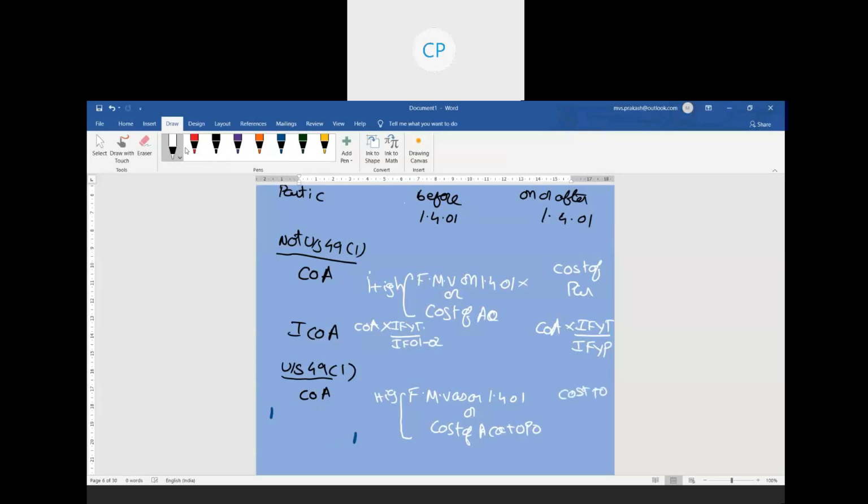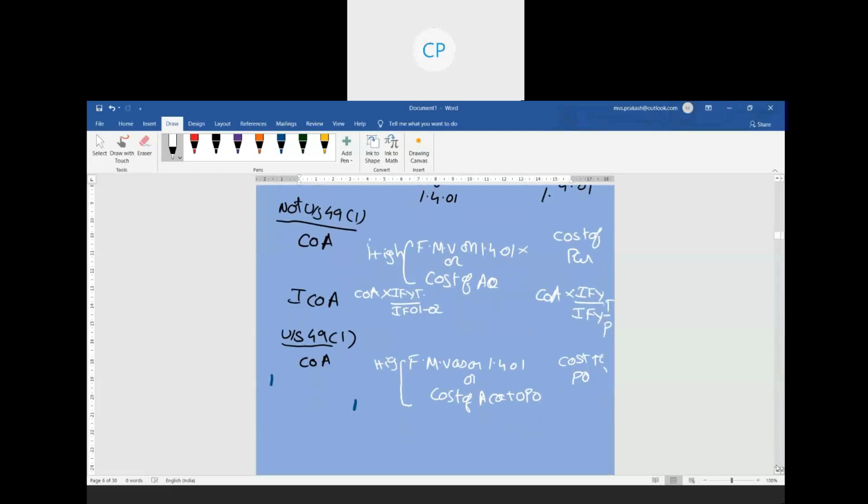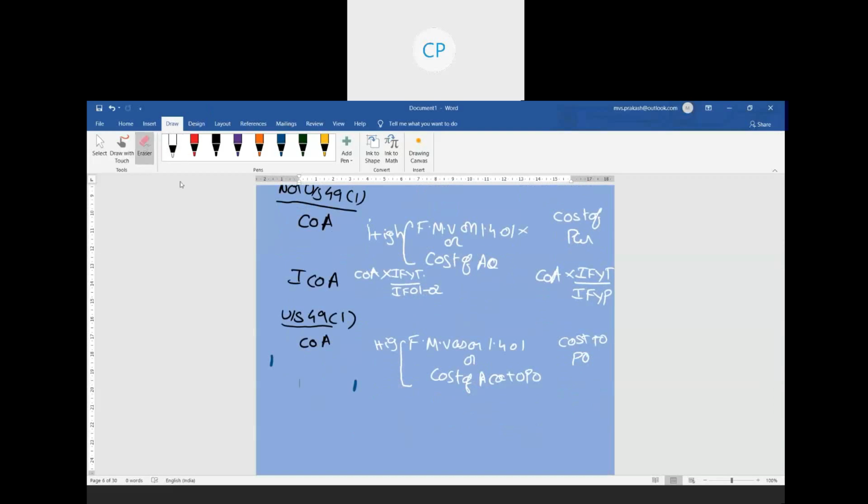Cost to previous owner. Whatever the previous owner buys it for, that same thing shall be considered as your cost of acquisition. So whichever is higher, I will consider. If the same transfer is happening after 1st April, and the previous owner acquired after 1st April 2001, cost to the previous owner will be considered. Let's see an example. Both the cases we will take with an example, then we'll discuss the calculation of your indexed cost of acquisition. Let's see an example.